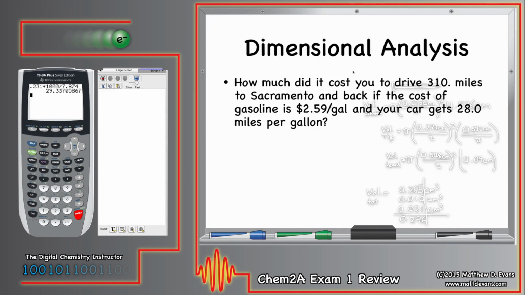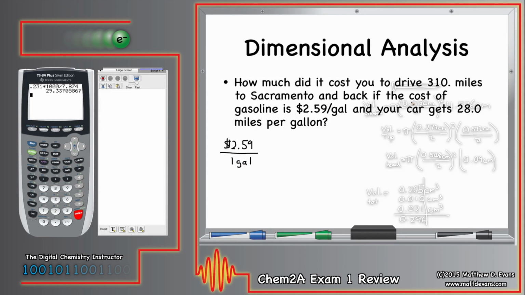How much did it cost you to drive 310 miles to Sacramento and back if the cost of gasoline is $2.59 per gallon, which is about right for right now as of spring 2015, if your car gets 28 miles per gallon? Okay, so the question is, how much did it cost you? So I'm already looking at this value right here because that's the one that has cost. I really want to start with the $2.59 because in the end I want dollars. And this slash, again, just keep that the same, so that's per 1 gallon.